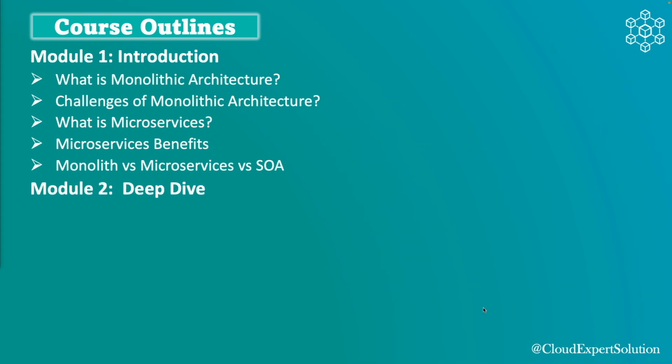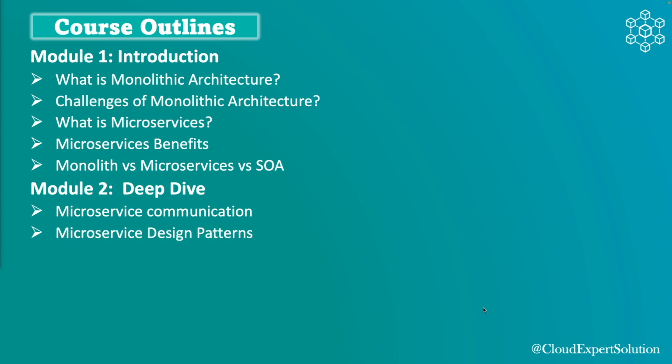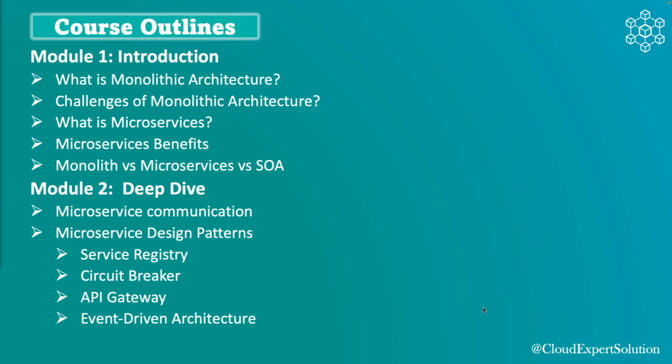As part of module 2, we will dive deep into microservice architecture and we will review microservice communications. Then we will review microservice design patterns. We will start with service registry pattern, then we will discuss circuit breaker, then API gateway, followed by event-driven architecture, and then database per service. These are the top 5 design patterns.